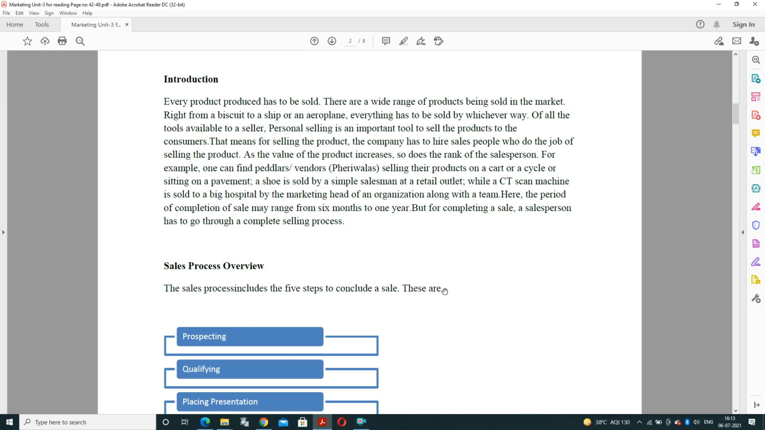A shoe is sold by a simple salesman at a retail outlet, while a CT scan machine is sold to a big hospital by the marketing head of an organization along with a team. Here the period of completion of the sale may range from 1 month to 6 months or 1 year. But for completing a sale, a salesperson has to follow many steps. So in this session we will cover the sales process overview and steps.